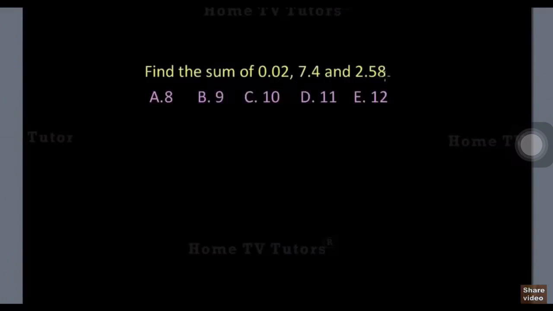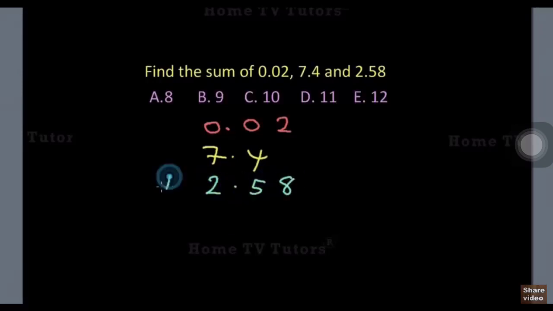The next question is find the sum of 0.02, 7.4, and 2.58. So here we have to make sure that while writing the figures, the decimal points fall on the same place. Just like 7.4, I can't push it down. I can't put 4 on that too. So you arrange it accordingly. Make sure the decimal points are on the same line. So now we add it. They said sum. Wherever you see sum, it means addition.